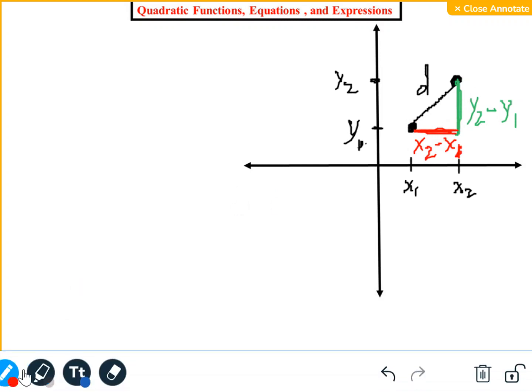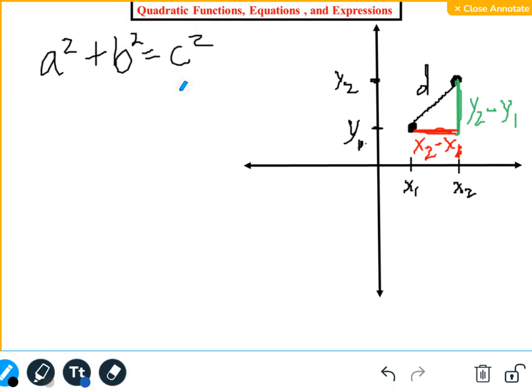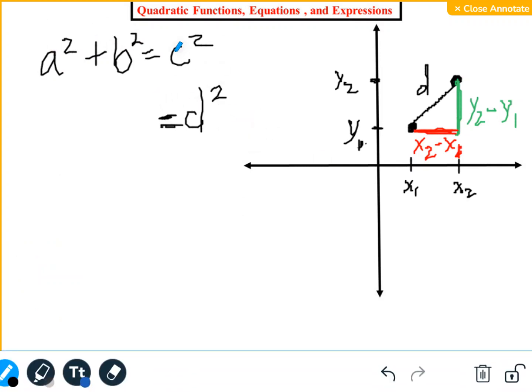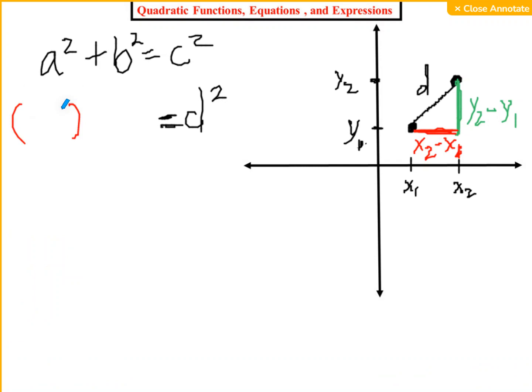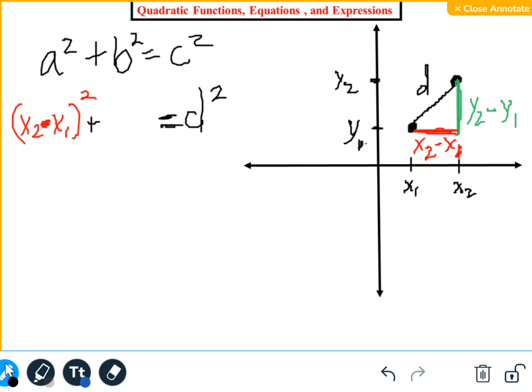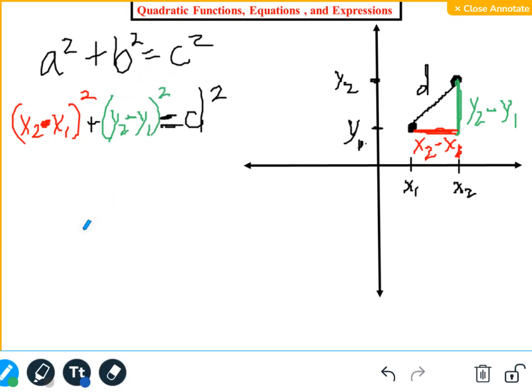So with that said, let's write our Pythagorean theorem over here on the side. a squared plus b squared equals c squared. We know that the c is d squared by now. Let's substitute for a, parentheses, x sub 2 minus x sub 1 squared, plus, for b, y sub 2 minus y sub 1 squared.